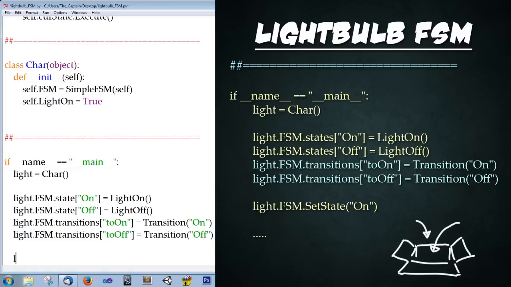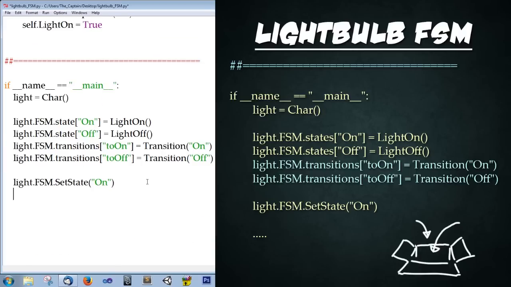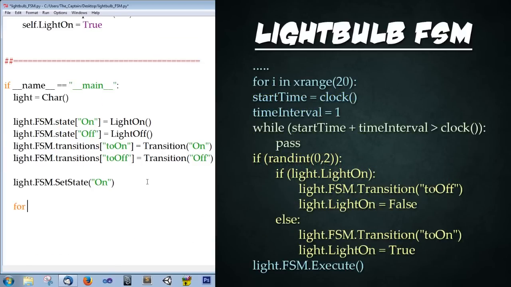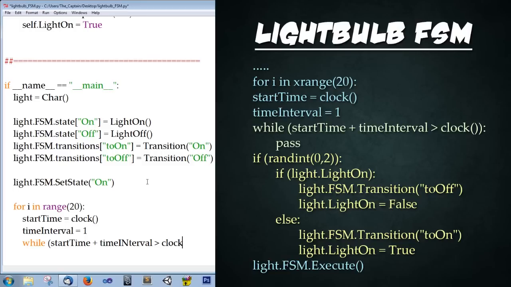So next we need to actually set the initial state of the finite state machine. light.fsm.set_state, open parentheses, "on", close parentheses. And now we're going to create the main program that runs through this. So we're going to type for i in range, open parentheses, 20, close parentheses colon, enter, and type start_time is equal to clock(), enter, time_interval is equal to 1, enter, while start_time plus time_interval is greater than clock(): enter, pass.